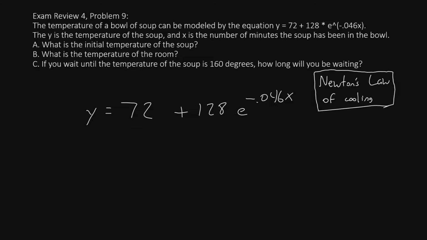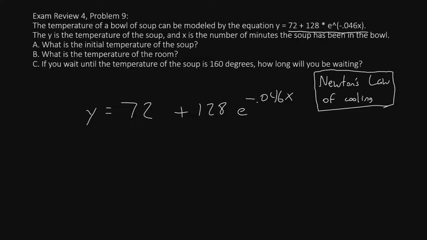The question says that we have a temperature of a bowl of soup that can be modeled by the equation y equals 72 plus 128 times e to the negative 0.046x, where y is the temperature and x is the number of minutes the soup has been in the bowl. First we are asked for the initial temperature of the soup and the temperature of the room.